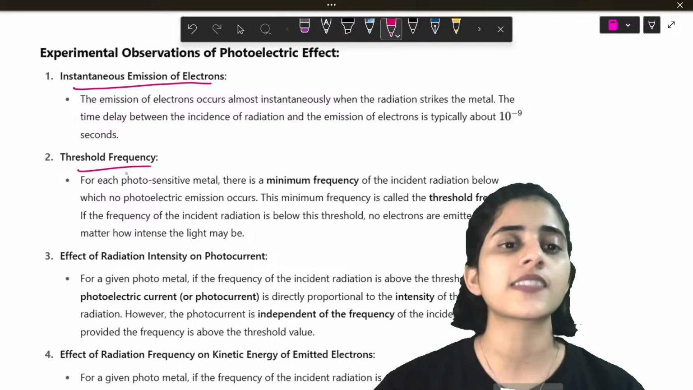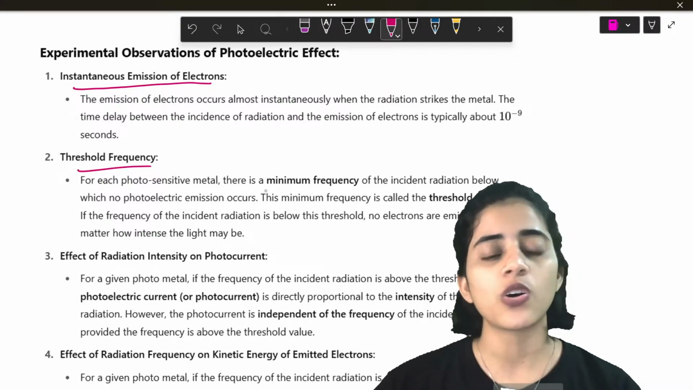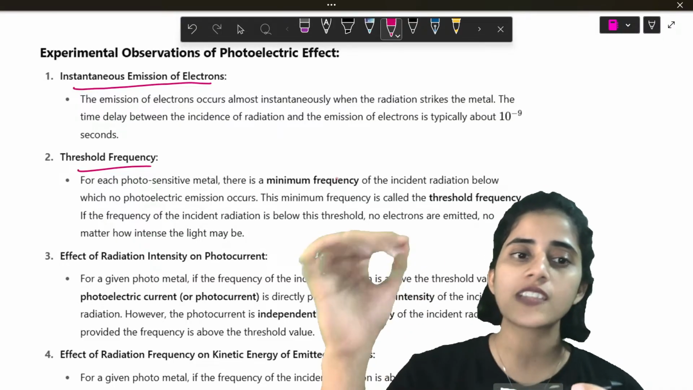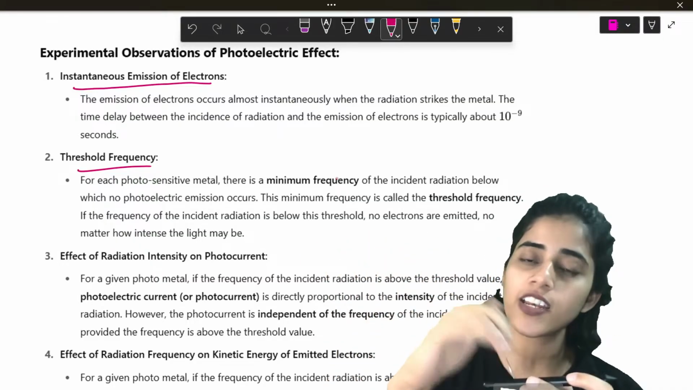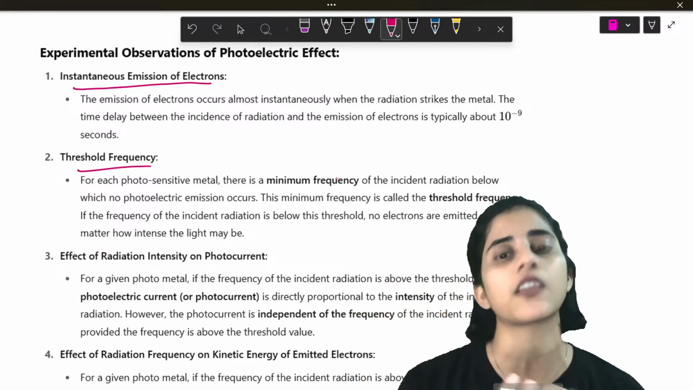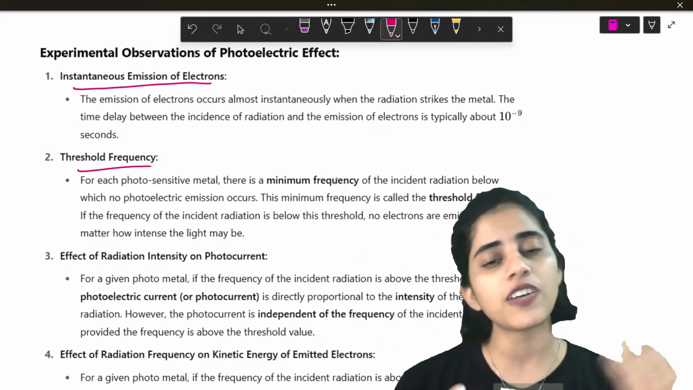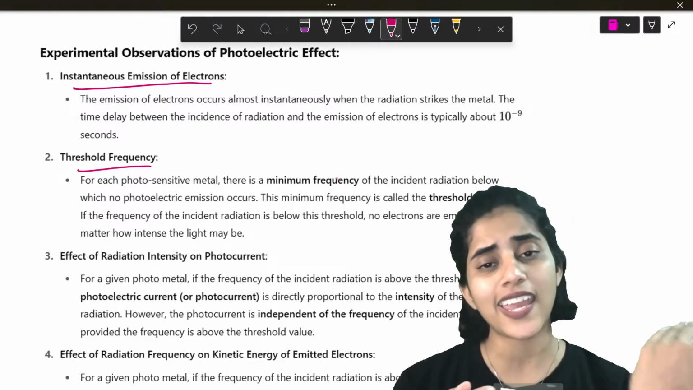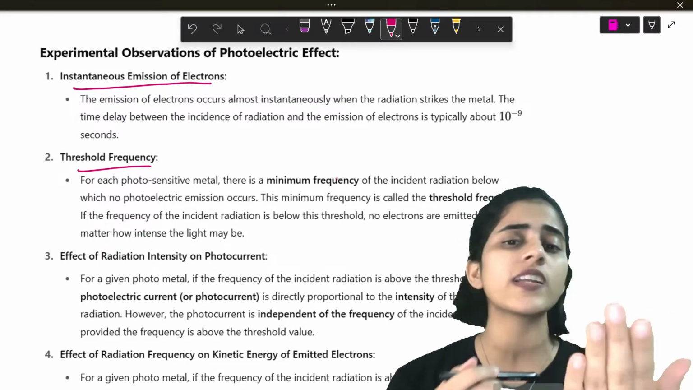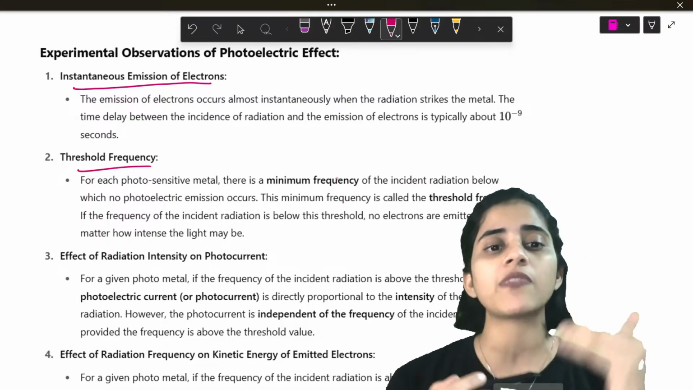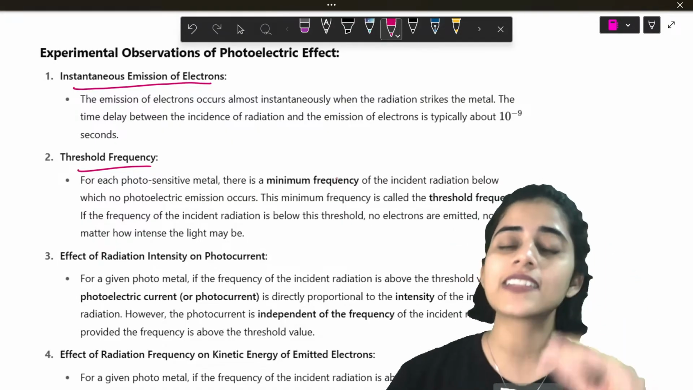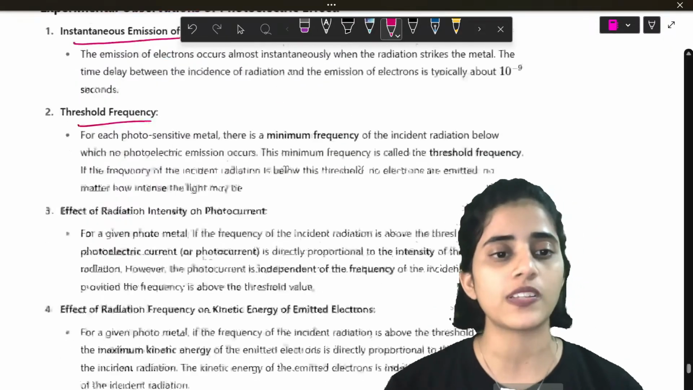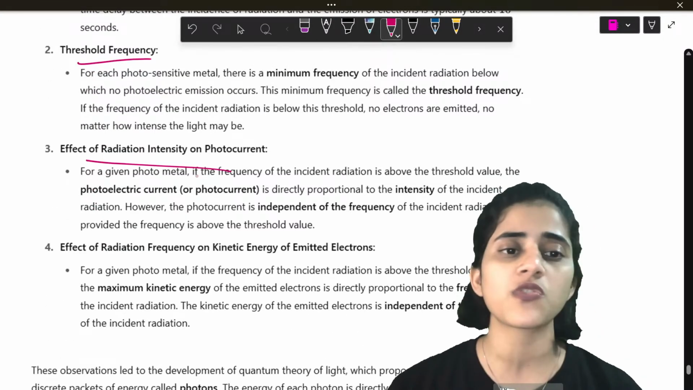Okay, next is threshold frequency. For every metal there is a minimum frequency of the incident radiation. Only if the incident radiation has a frequency above that, it will emit electrons. That is one condition. If I just send any radiation, it won't eject electrons. The radiation should have a frequency which is greater than the minimum frequency required to eject an electron. So that's threshold frequency.